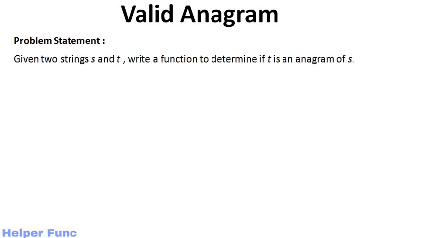In this video we will discuss a question, valid anagram. The problem statement says that given two strings s and t, write a function to determine if t is an anagram of s. Now what is an anagram? Two strings are said to be anagram when one can be formed by rearranging the letters of the other.